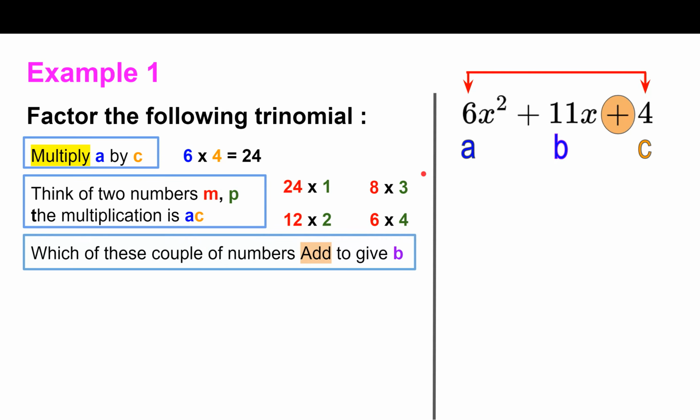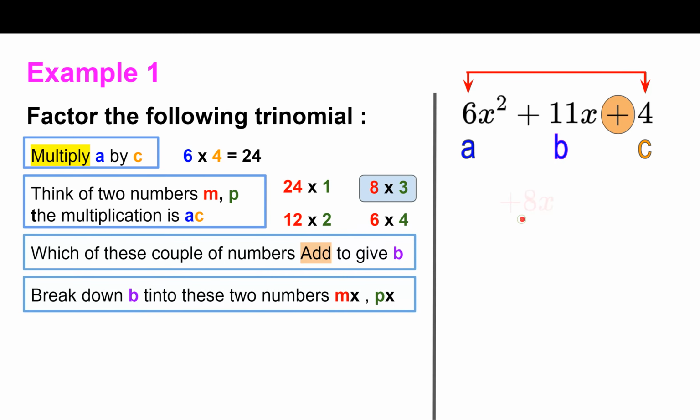So the next step will be to break down the 11 into its two numbers, 8 and 3. So we're going to break down the 11x into 8x and 3x. The next step is to bring down the first and the last terms. So now we have 4 terms instead of 3, because we just broke down the 11 into 8 and 3.